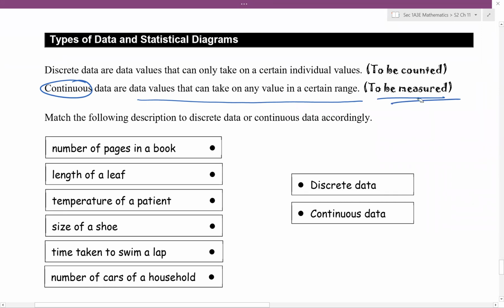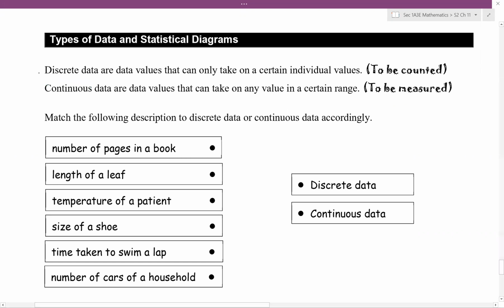Examples will be, for example, time. Time can take any value in a range. Distance is another example. You can keep on subdividing an interval in time, and you can keep on subdividing an interval in length to get the precision that you want.